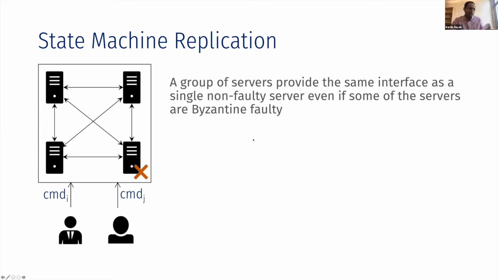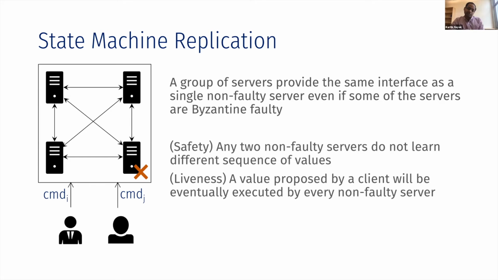And in the setting that I'm going to talk about today, even if they are Byzantine faulty, the servers behave arbitrarily. So for example, over here to the bottom right, the server on the bottom right is Byzantine faulty. So you require two properties to hold in such a setting. The first property is called safety, which intuitively says nothing bad should happen. In other words, any two non-faulty servers should not learn a different sequence of values. And the second property is called liveness, which says that a value that is proposed by a client will eventually be executed by every non-faulty server. That is, good things happen. So these servers are working and committing values.